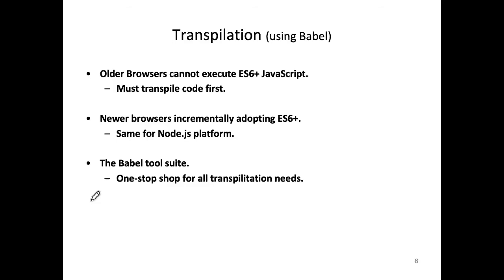A transpiler can take modern JavaScript, i.e. ES6 plus JavaScript, and convert it back to ES5 JavaScript. Fortunately, there is one dominant tool in this transpilation field, and that is a tool called Babel, which I mentioned somewhere here. There it is, the Babel tool. And we will be using Babel throughout this module, but it's in the background. We never need to worry about it.